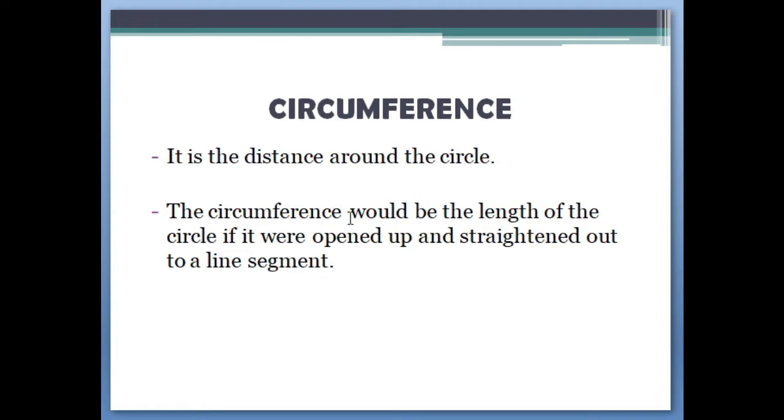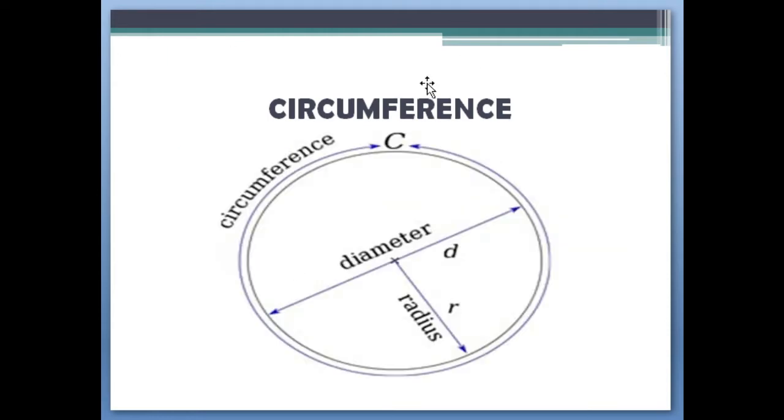The circumference would be the length of the circle if it were opened up and straightened out to a line segment. So, ang circumference daw, magiging length or yung length of measurement ng isang circle kapag ginawa siyang into a straight line. So, dito tayo sa figure na to. Yung circumference natin dito ay yung mismong pagkabilog ng isang circle.